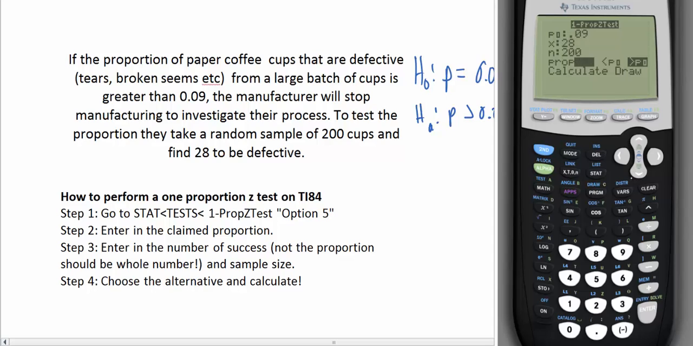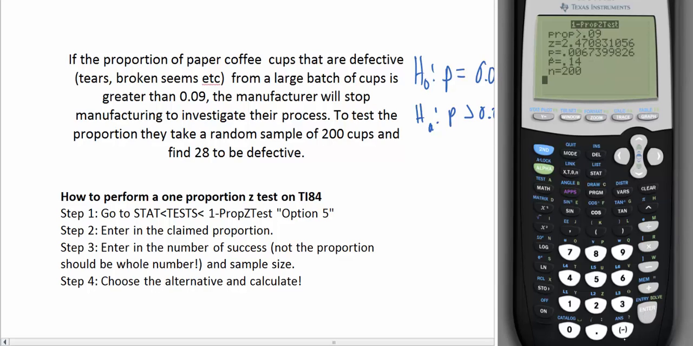And then we need to choose our alternative hypothesis. In this case, we're doing a one-sided upper test. So if the proportion is greater than our claim, we will then investigate the process. So this is p greater than p naught, and then we'll press calculate.